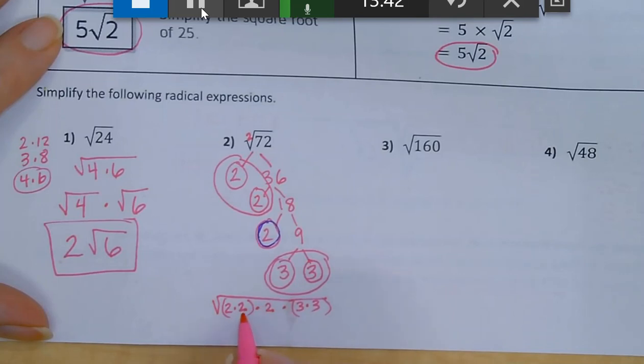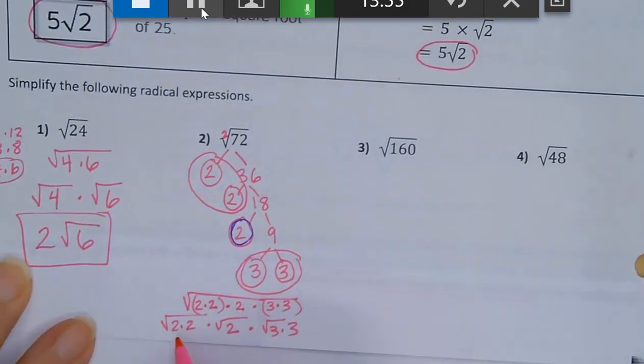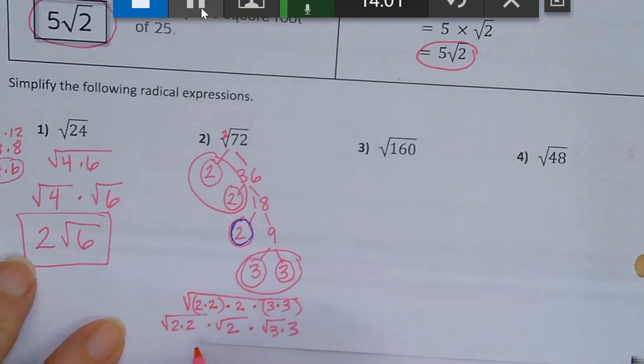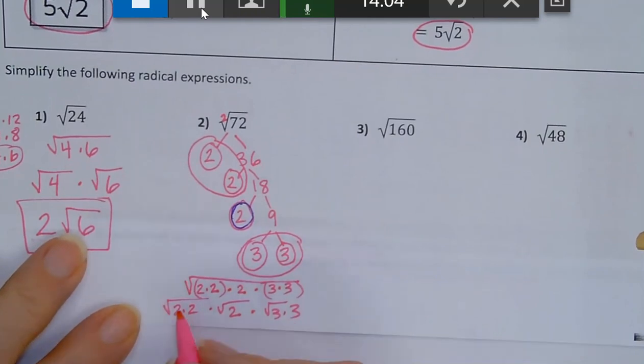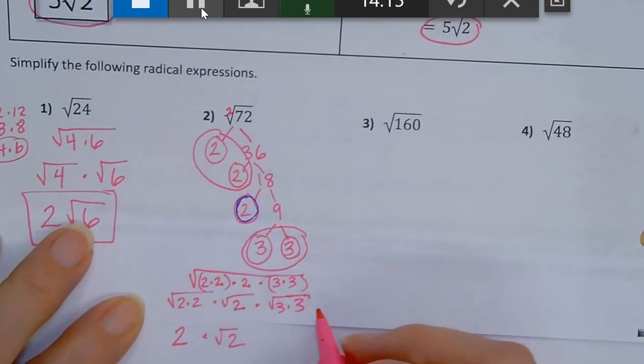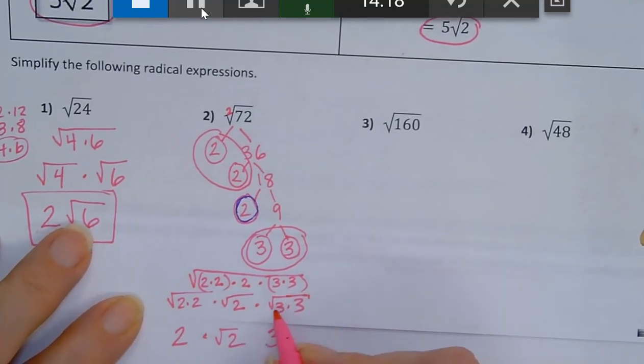Or we can break this up into 3 different sections here. This is going to be the square root of 2 times 2 times the square root of 2 times the square root of 3 times 3. That might be easier to see what we're talking about with our pairs. So square root of 2 times 2, if 2 times 2 is my radicand, I'm going to pull one of those 2's out, right? It would be the square root of 4, or it would be just 2. The square root of 2 times 2 is 2. The square root of 2 I can't simplify, so that's going to just still be the square root of 2. But the square root of 3 times 3, I'm going to pull one of those 3's out because the square root of 3 times 3 is just 3.